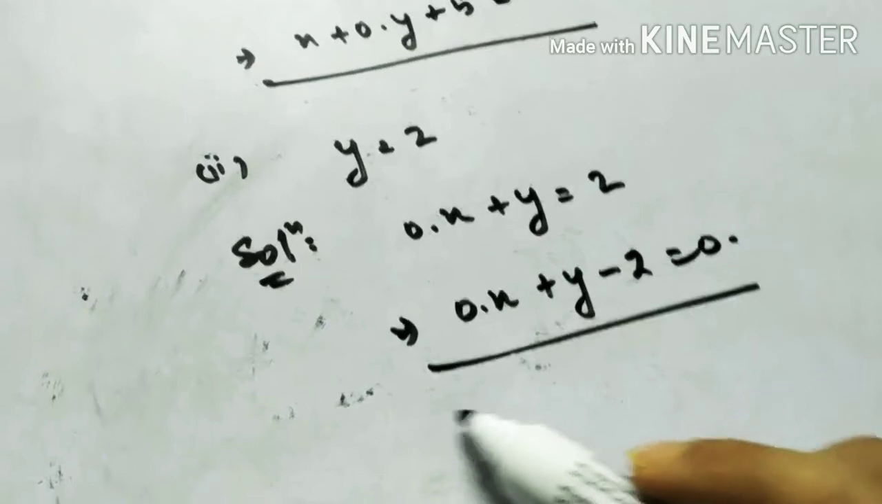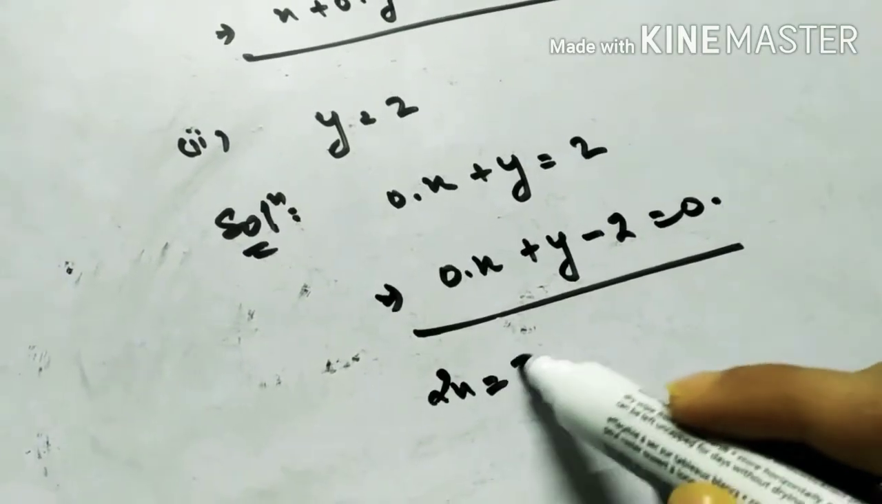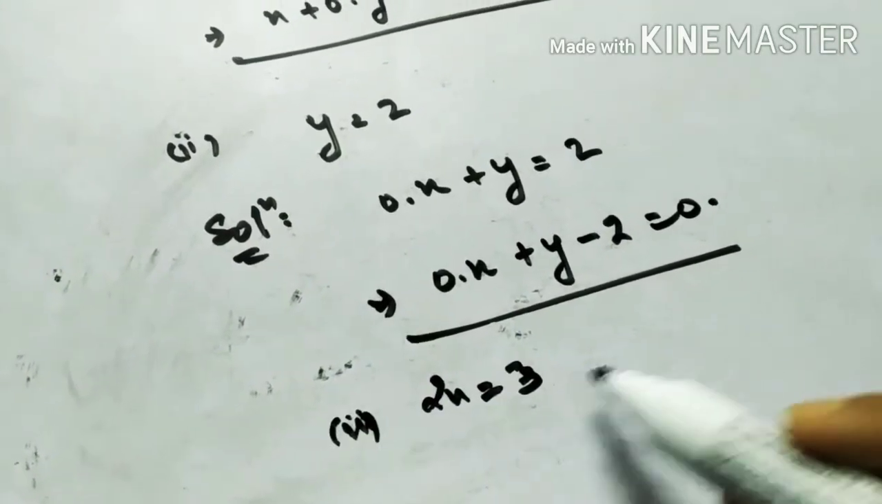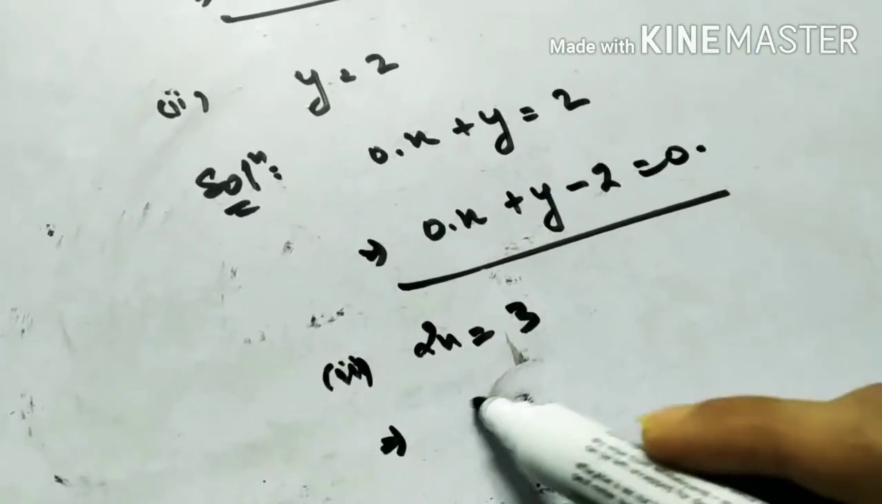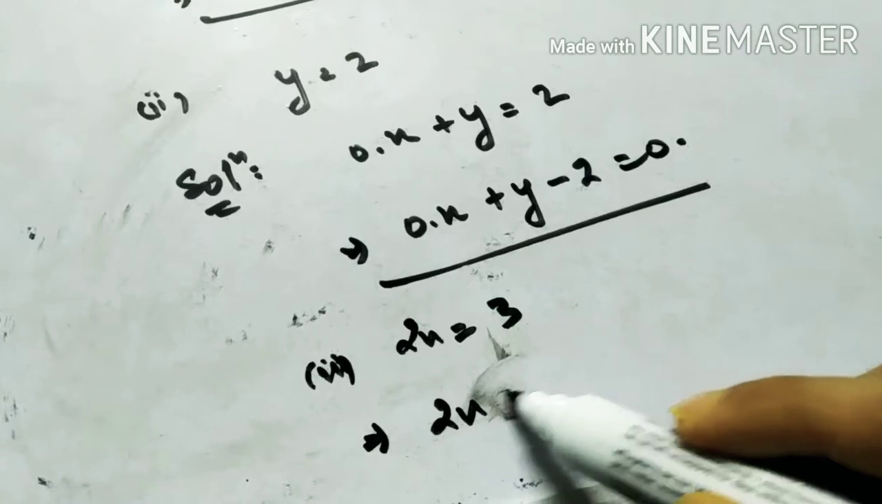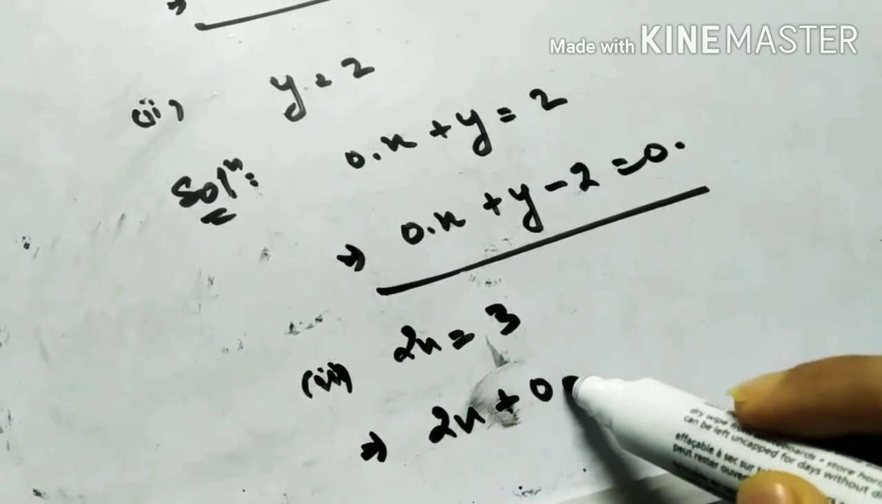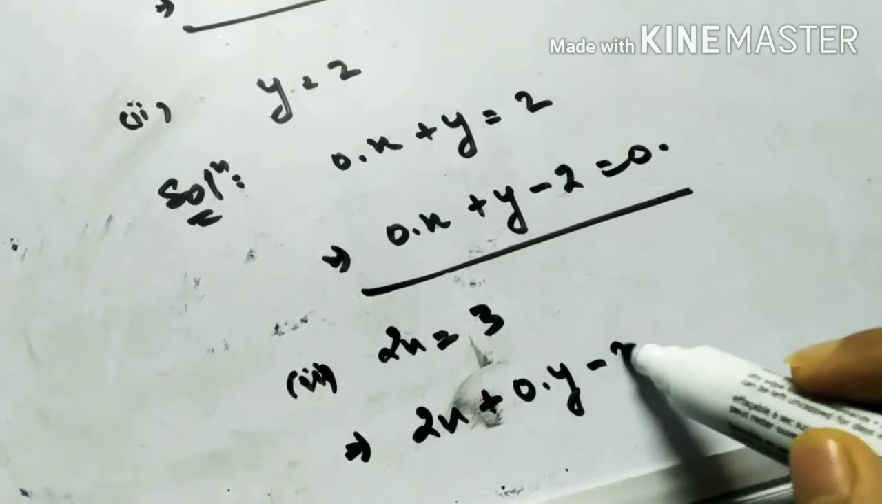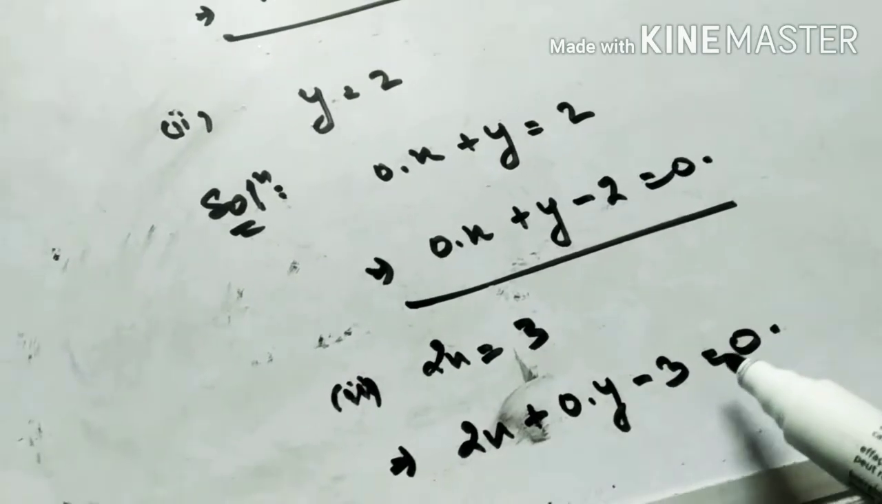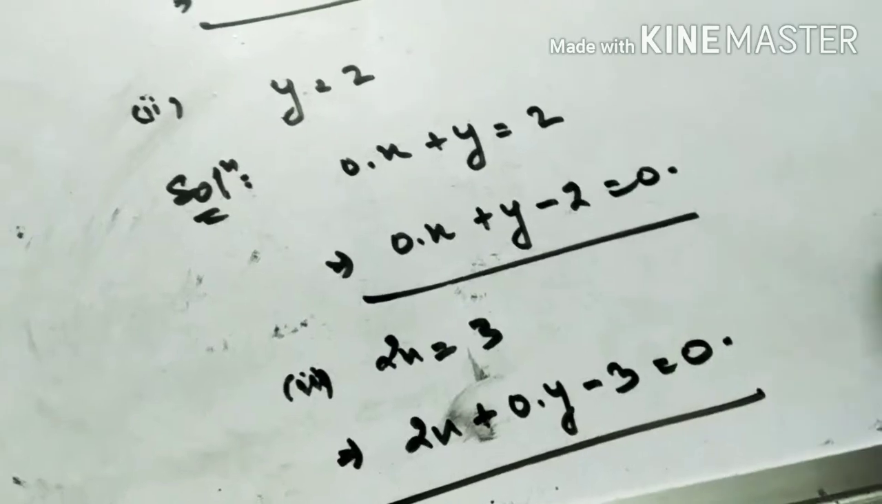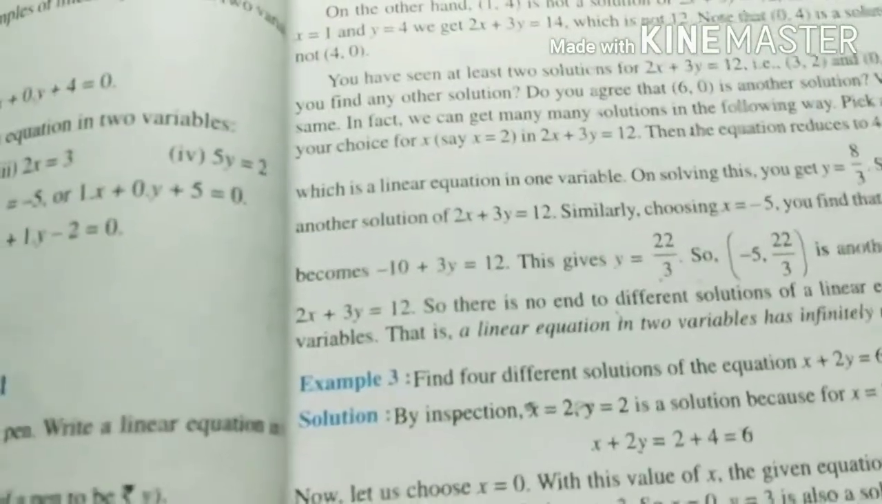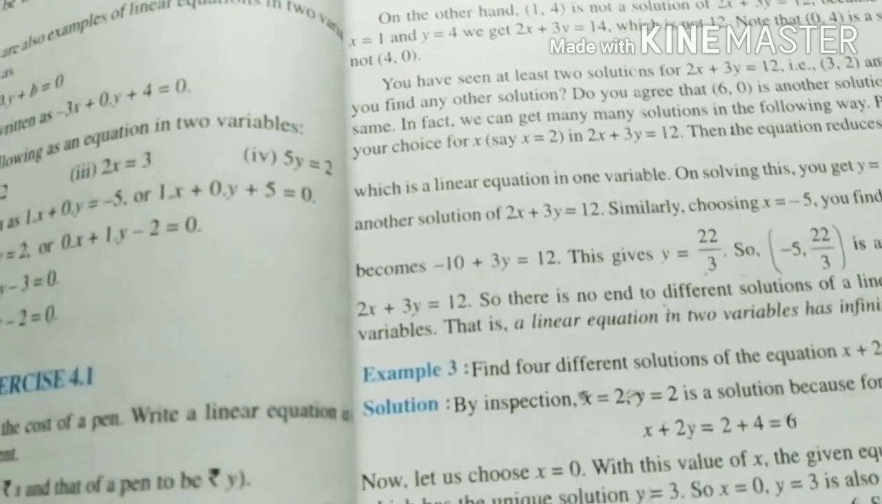Okay, next there is 2x is equal to 3. So 2x is equal to 3, you can write as 2x plus 0 dot y minus 3 is equal to 0. Understand? So next, the rest of the problems you try. Next there is 5y is equal to 2. You try to do it by yourself.